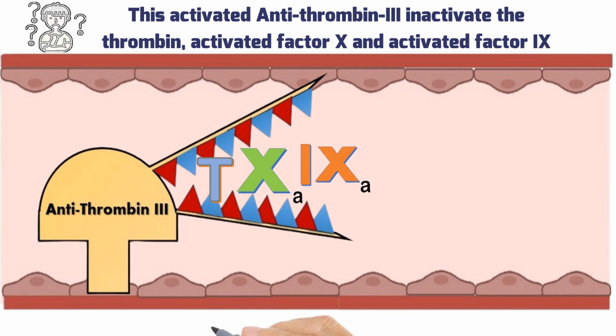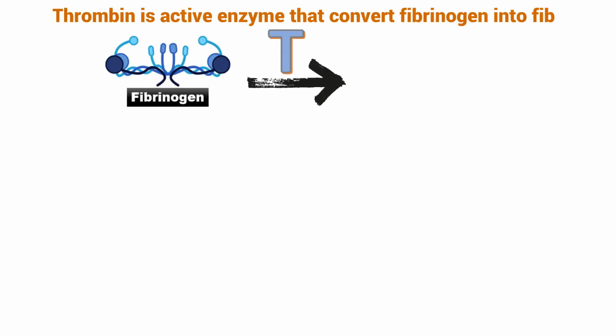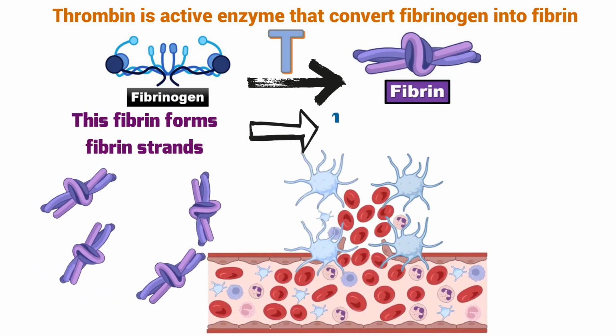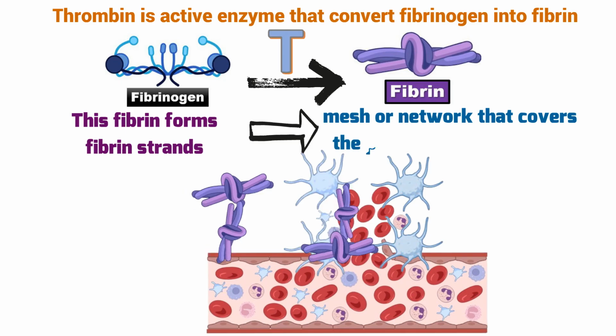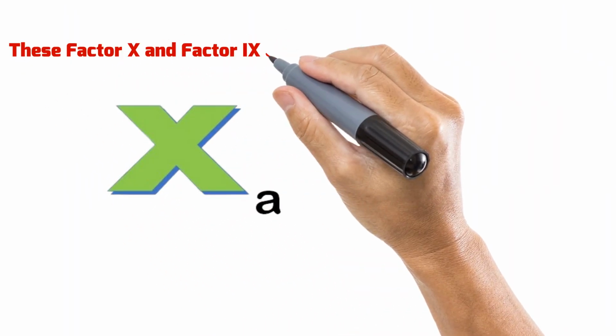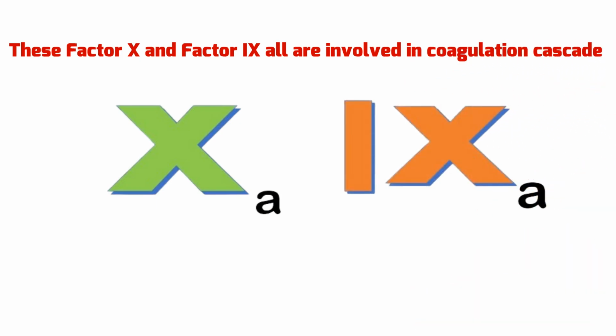So now you will ask, what are these substances? Thrombin is an active enzyme that converts fibrinogen into fibrin. Fibrin forms the fibrin strands, which make a mesh or network that covers the platelets to form a clot. Factor 10 and factor 9 are involved in the coagulation cascade, which I will explain later in this video.